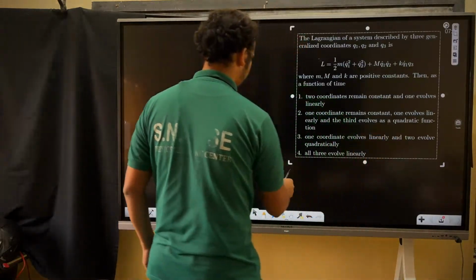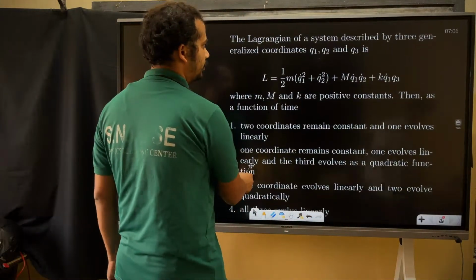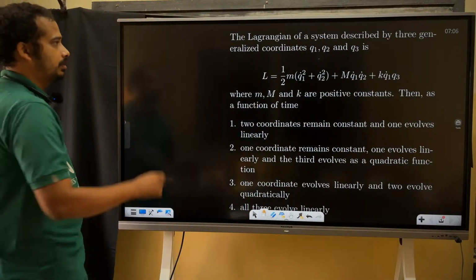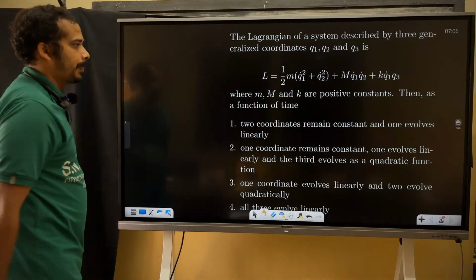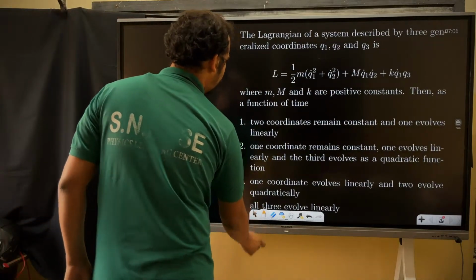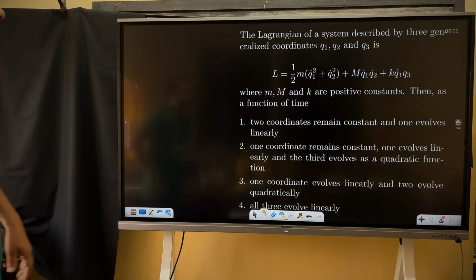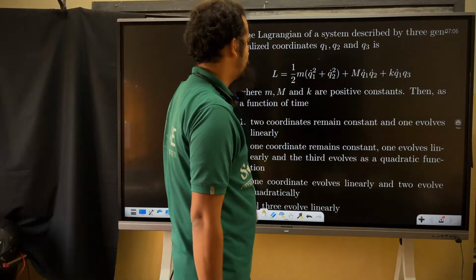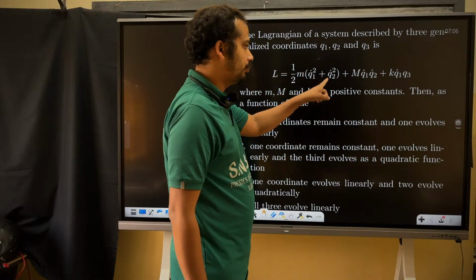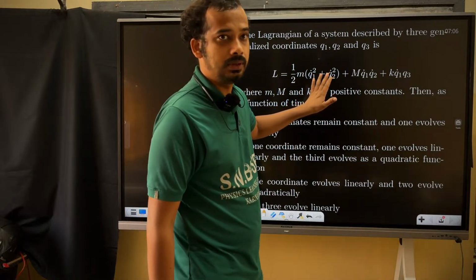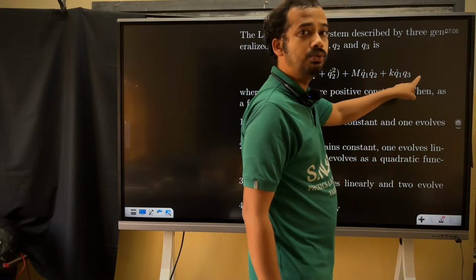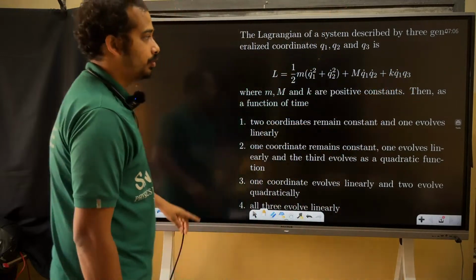See the question. The Lagrangian of a system described by three generalized coordinates, q1, q2 and q3, is given as: L is half m times q1 dot squared plus q2 dot squared, q3 dot squared is not there, plus capital M q1 dot q2 dot, plus k q1 dot q3 dot. Here small m, capital M and k are positive constants.